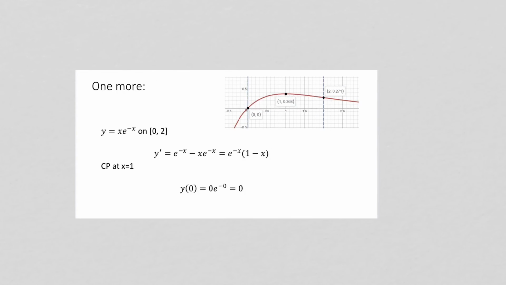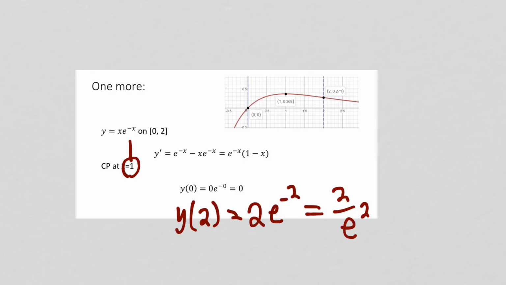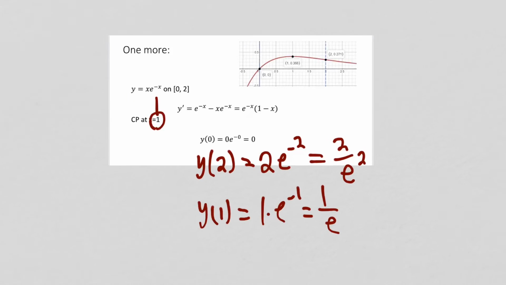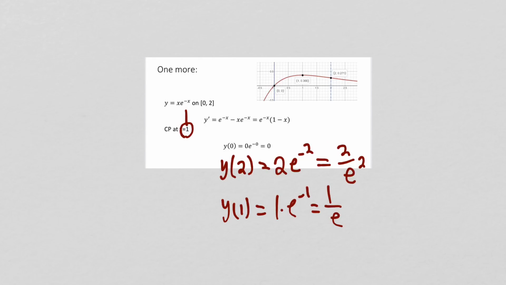So if we plug in our endpoints at x equals 0, and remember, we're plugging back into the original function here, we just get 0 times e to the 0, which is just 0. Now let's plug in 2, because that's our other endpoint. y of 2 equals 2 times e to the -2, which is 2 over e squared. And then if we plug in our critical point at 1, we get 1 times e to the -1, which is 1 over e.